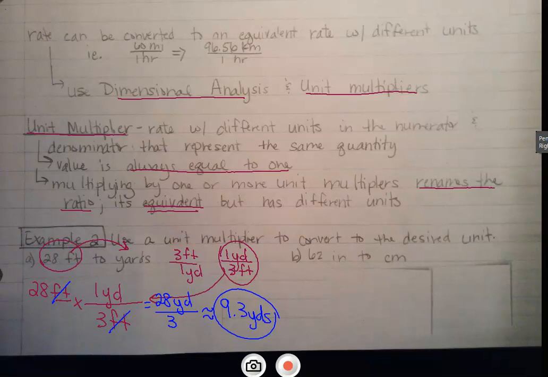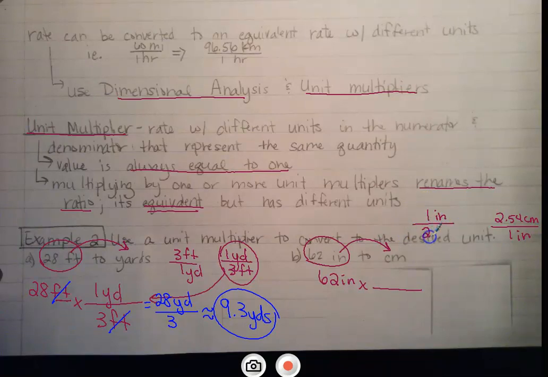Let's look at 2. We're converting 62 inches to centimeters. So 62 inches is what we're starting with. We've got 62 inches times a unit multiplier, and we need one that shows inches to centimeters. So are we going to use 2.54 centimeters per 1 inch, or the unit multiplier that goes the other way and says there's 1 inch for every 2.54 centimeters? I have inches in my numerator here, so I want inches in the denominator. So 2.54 centimeters over 1 inch.